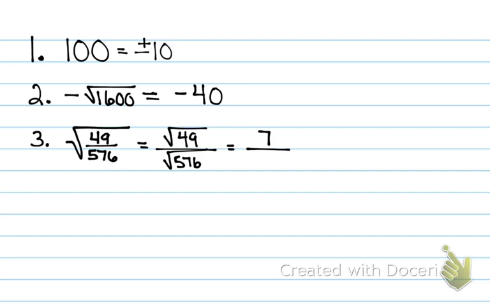What was it, guys? 24. Okay. Can that be reduced? So sometimes when you take the square roots of the numbers, the fraction you end up with can still be reduced. Can this one still be reduced? No, it can't. So this is my final answer.